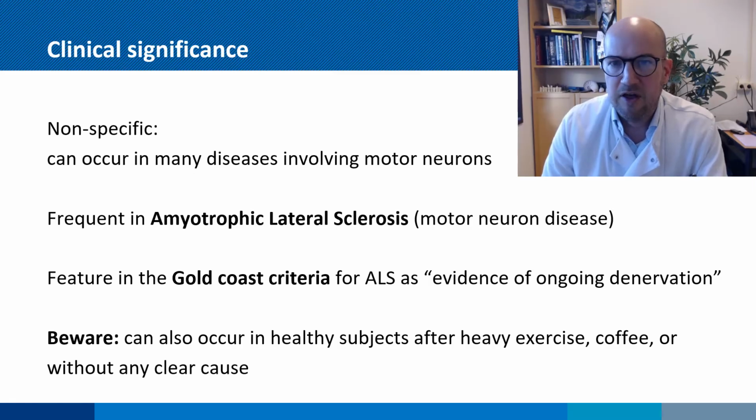They can be seen in healthy subjects, for instance after heavy exercise or drinking too much coffee. Therefore, without progressive muscle weakness, atrophy, and upper motor neuron signs, there is no need to be afraid that someone has ALS purely based on the presence of fasciculations.